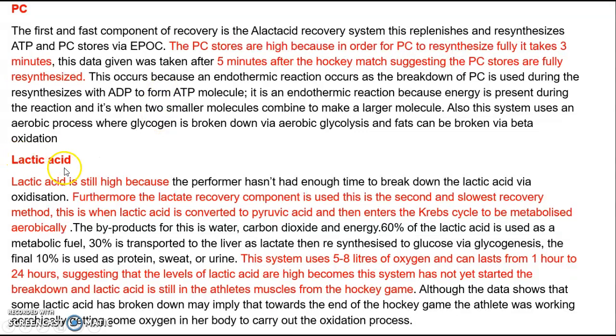Down here, lactic acid then is still high, because they haven't had a full time to break down lactic acid via oxidation, which is the process of the slow recovery. Now, you can look down here, anything in red is going to link to any of our stuff that we've done in recovery systems. These are just additional bits to make sure you get the highest grade. Once you've done the lactic acid levels, you don't need all of this, but this is just some information for those who want to revise this, just in case.